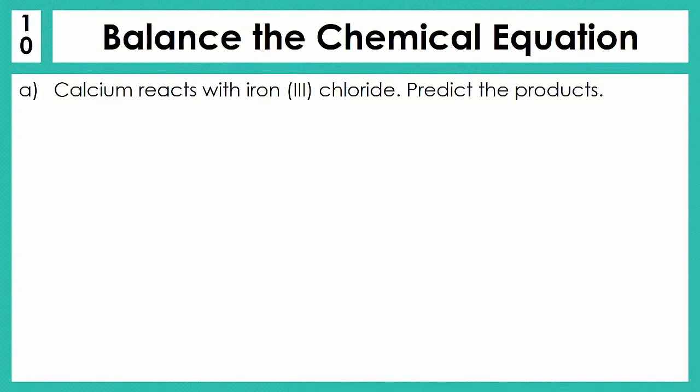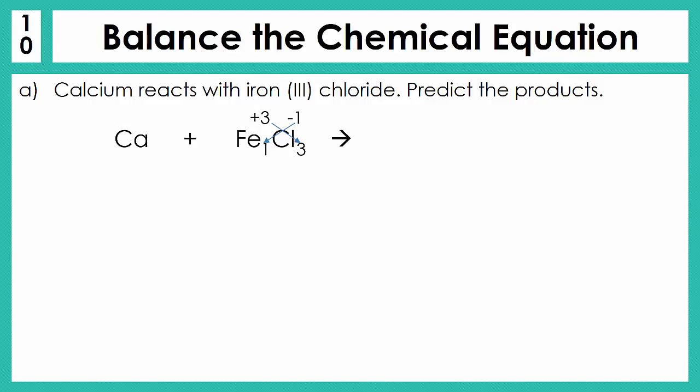So now we have to balance some chemical equations, which means we also need to write some chemical equations. The first one: calcium reacts with iron(III) chloride, predict the products. First, we know that calcium is going to be Ca, and it's going to react with iron(III) chloride. The 3 tells me the charge of iron is +3, and the charge on the chloride is -1. So I've got to have 3 chlorides in order for this compound to be neutrally charged.